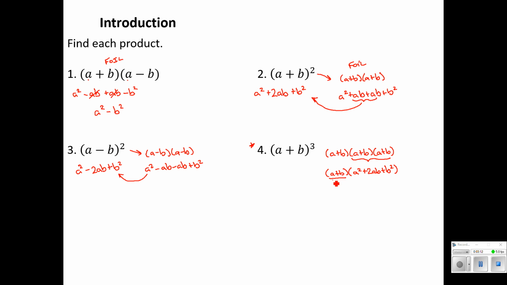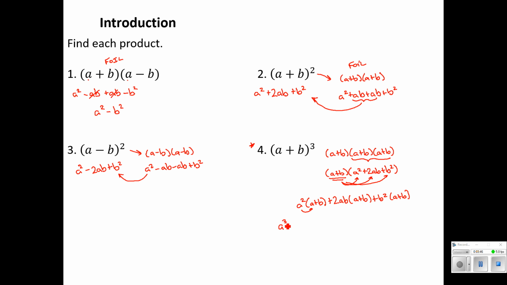And then this whole expression can be distributed. So what we'd have is a squared times a plus b, plus 2ab times a plus b, plus b squared times a plus b. So the distributive property helps us out there. And you can see already how much more involved raising this to the third power is. We've got much more distribution and combining of like terms to take care of.